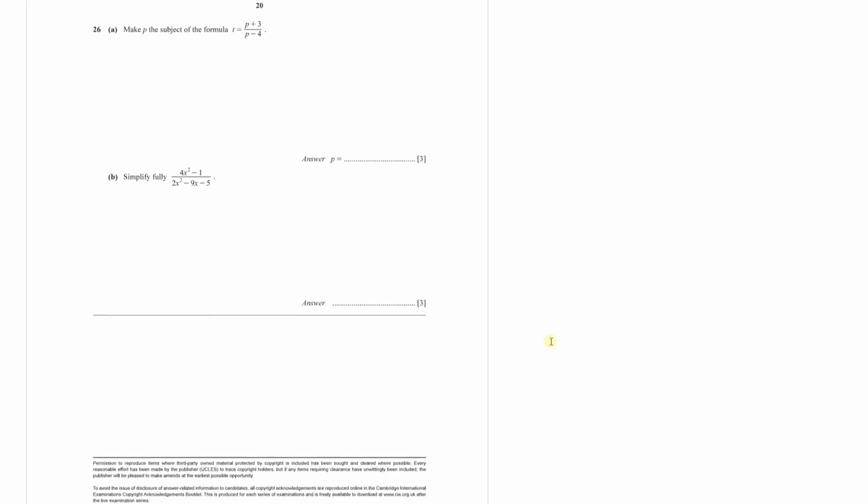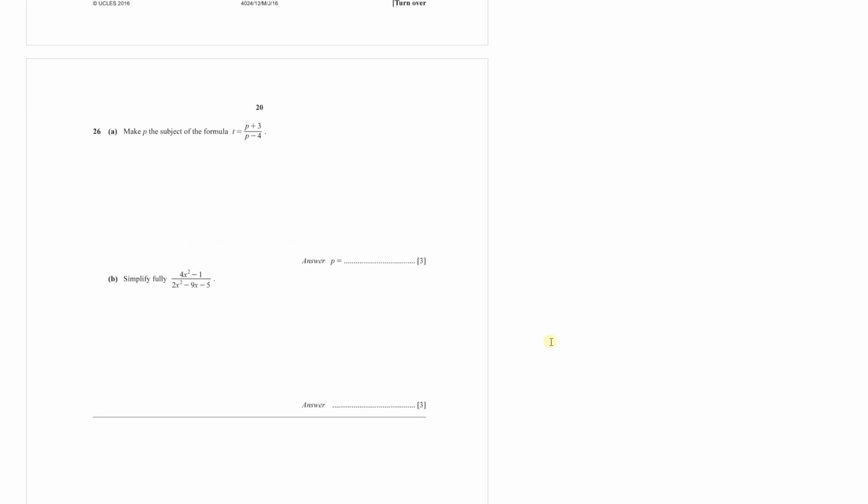So I think this is the last question. Yeah. So the last question, question number 26, is make P the subject of the formula. So you have T equals P plus 3 divided by P minus 4. So if you take this to the other side, you get T times P minus 4 equals P plus 3. So you get Tp minus 4t equals p plus 3.